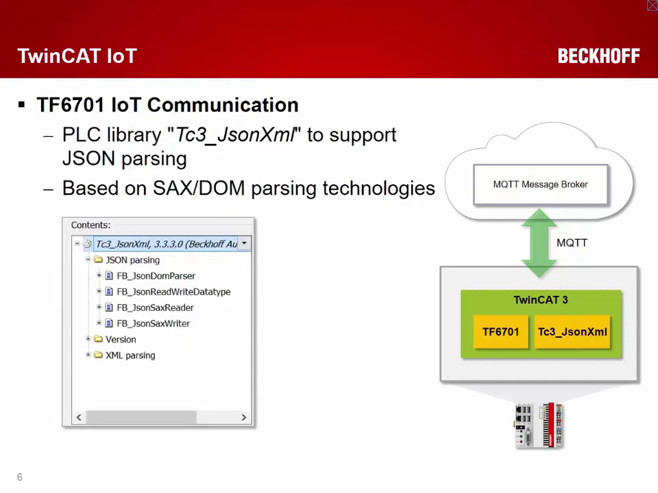So when you receive data and when you publish data, the question is what kind of data format would I like to use, right? Of course you can use the binary data format, which is very efficient, but you can also use JSON formats, and for this we have also implemented our own PLC library that supports you in JSON parsing within your PLC. So you can use regular SAX and DOM parsing technologies to handle JSON messages within your PLC logic. And this library is also available within the latest TwinCAT 3.1 release, which is build 4022.0.